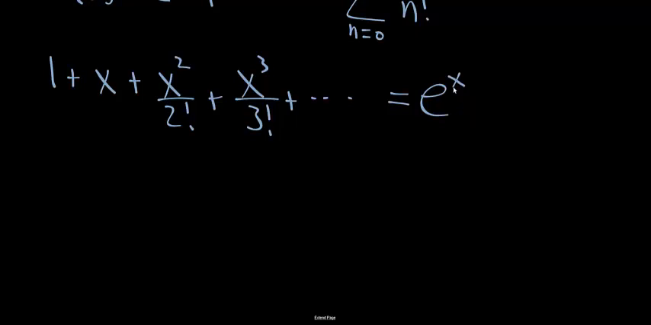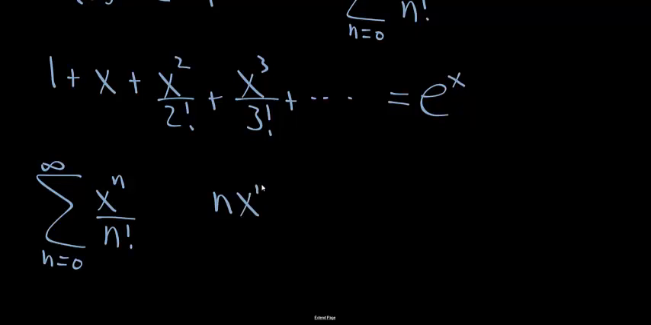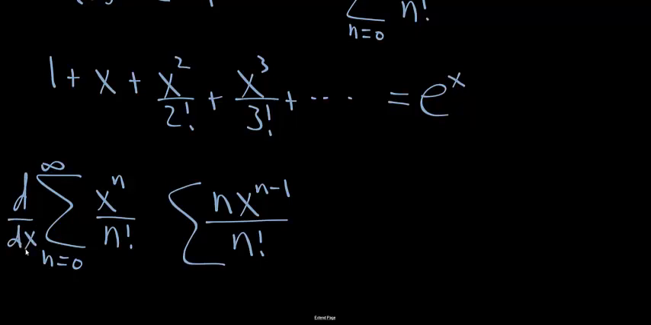So let's differentiate it. I've got this thing, right? I've got x to the n over n factorial, n goes from 0 to infinity. And let me differentiate it. Well, I've got n x to the n minus 1 over n factorial, right? Okay, so this is the derivative with respect to x. Now, let's see what we get here.